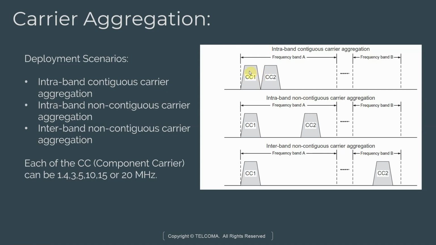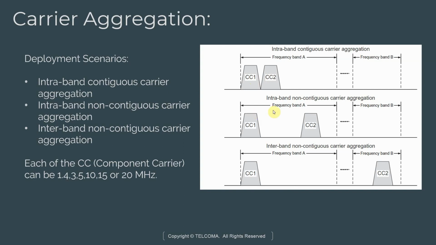So this picture shows you these three scenarios. The intra-band contiguous carrier aggregation is where you have one frequency band called A, and you have two component carriers, and they are side by side with each other. And you can use CC1 and CC2 as two LTE carriers, and you can aggregate them together. So that's intra-band for you.